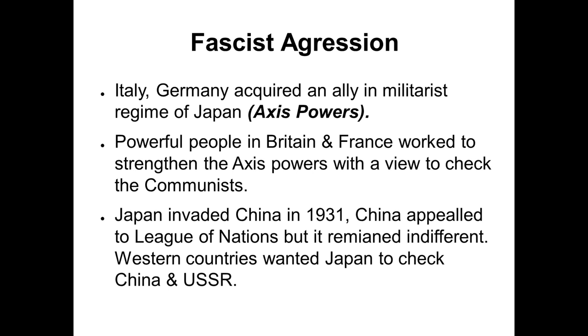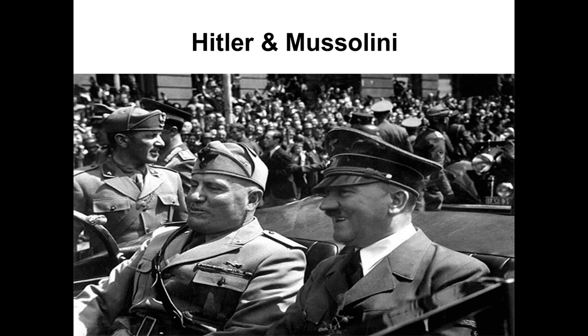Now, Japan invades China in 31. China appeals to the League of Nations, but they did not do anything. In fact, the Western countries wanted Japan to check China and the USSR, because the USSR was again a communist state. They did not want China to become a communist state, but it became so in 1949. So these were the two gentlemen, Hitler and Mussolini. They were the ones who brought the Second World War.